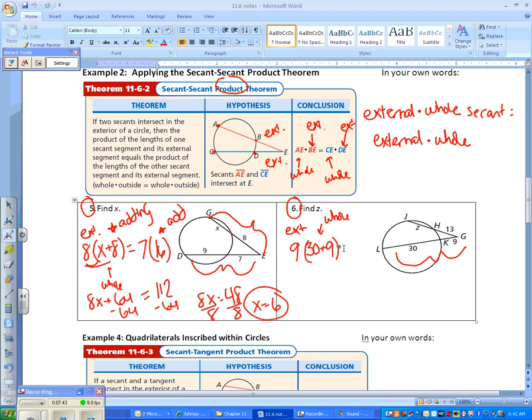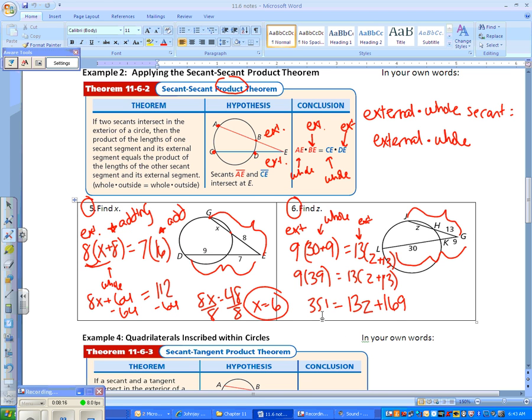And that's going to equal the other secant, the external part, which is 13. That's the external part, times the whole thing. Remember, that's when we add. So it would be z plus 13. Notice in the parentheses, we're adding. Okay, so we have 9 times 39 equals 13 times z plus 13. And then we're going to distribute and multiply it. So 9 times 39 is 351 equals 13z plus, I think that's 13 as well, 169.